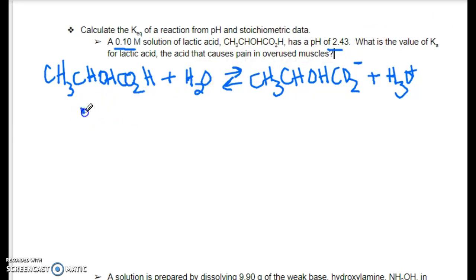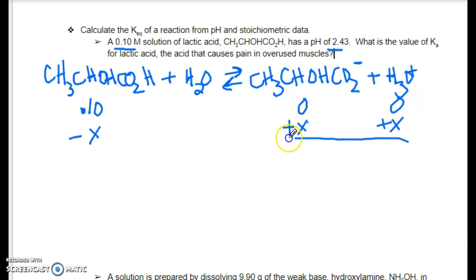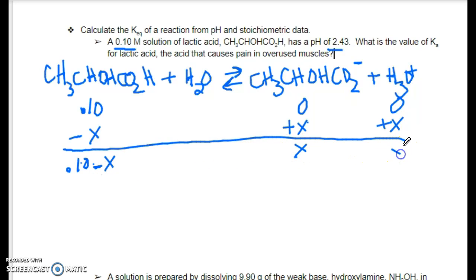So we know I have an initial value of 0.1 for the lactic acid, 0 for each product. Again, the shift is going to be towards product. So subtracting X from the reactants, adding X to the products. Now this time we don't have a Ka value to get into, but we do have the pH. So we do know what this value is.